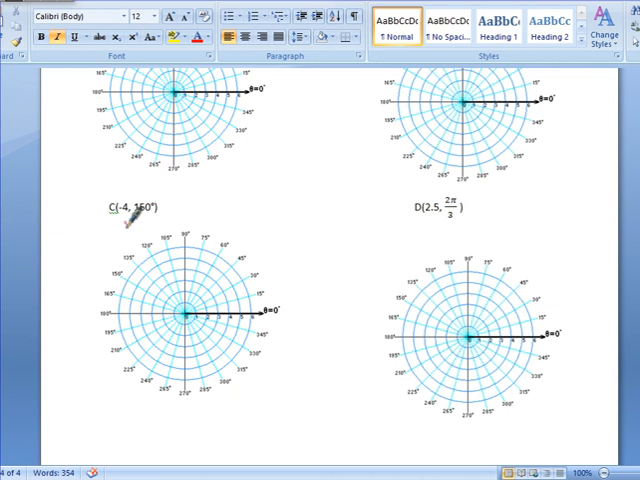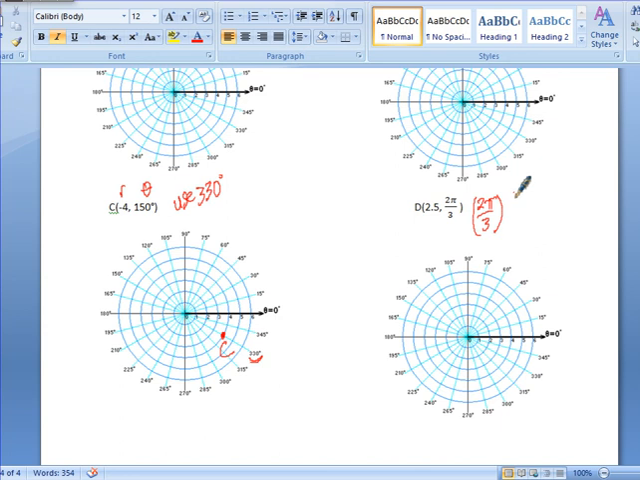Clear. Scroll down. 150. Okay, but remember your r is negative. So since your r is negative, we have to use the opposite angle, which is 330. So I have to use 330 degrees. And so here it is right here. That's C.